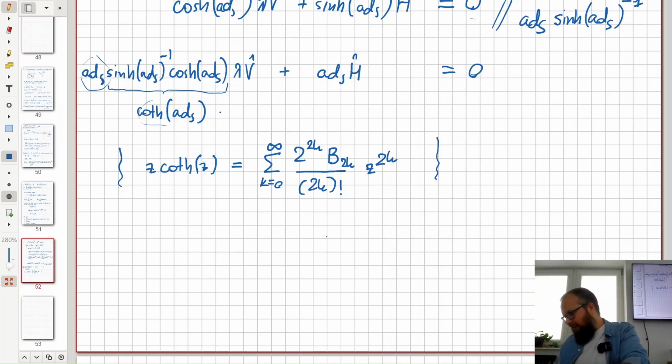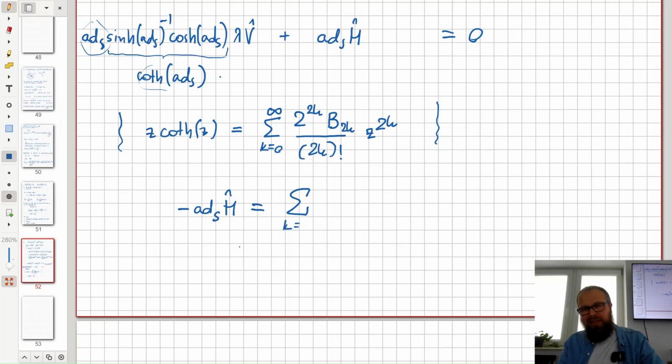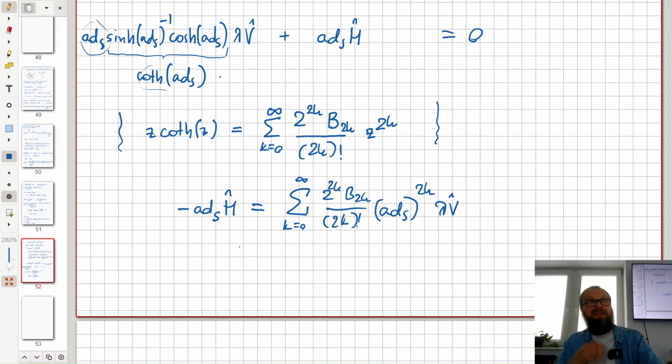Okay, so where are we at? We are at minus. Let's move this adjoint SH on the one hand side, and let's leave this guy here, which is in the form of this series, which I just wrote above: 2k, Bernoulli number, factorial, and adjoint S to power 2k, acting on lambda V. Okay?